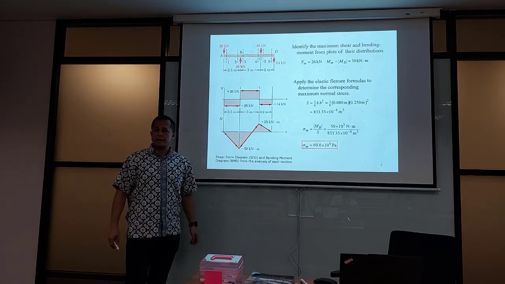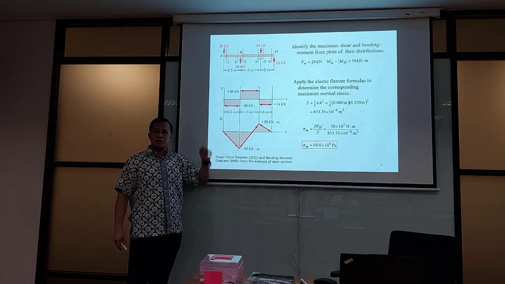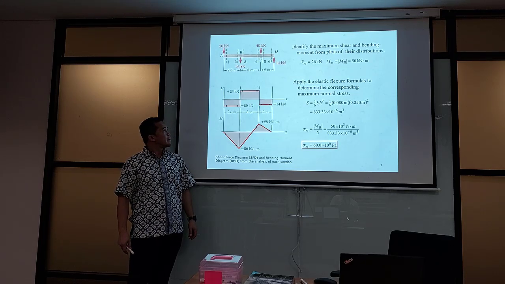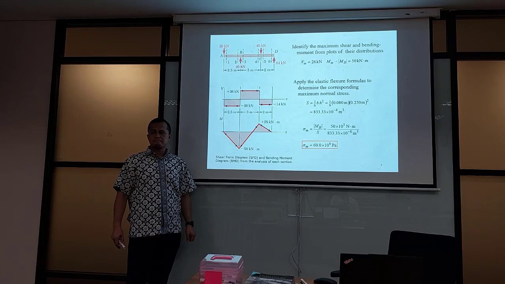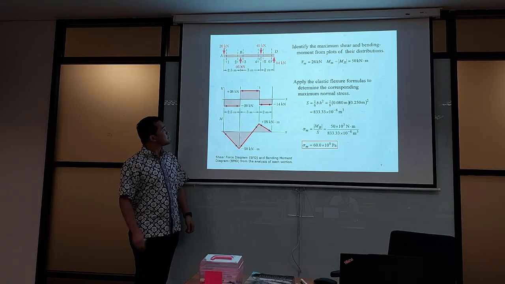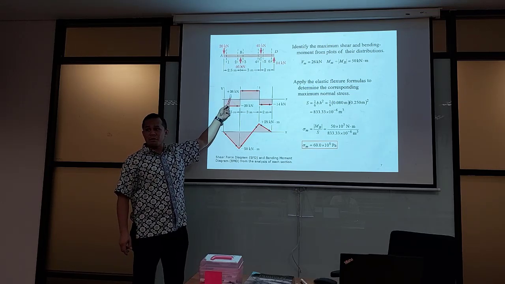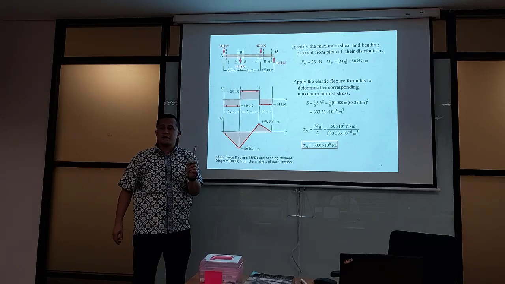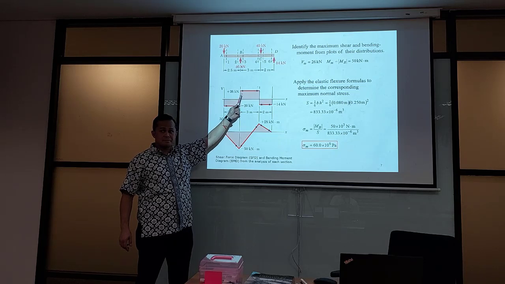From this condition, let me ask Jarvis, at which location is the shear force maximum? Jarvis? At which location does the shear force become maximum? B to C, because this is the largest, 26 kilonewton. So you can tell that between B and C, the SFD shows the shear force becomes largest.